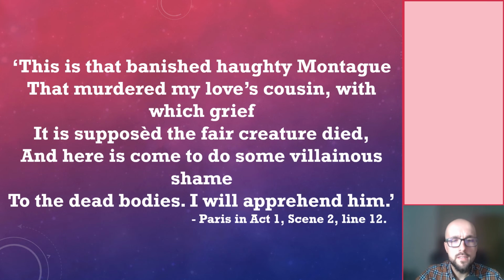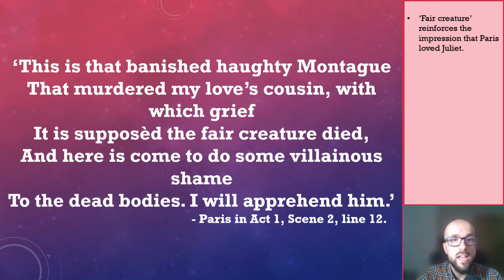And last of all, let's consider another handful of lines Paris says in the play's final scene. Upon noticing that Romeo is also creeping along in the Capulet tomb, Paris says, "That is that banished haughty Montague that murdered my love's cousin, with which grief it is supposed the fair creature died, and here is come to do some villainous shame to the dead bodies. I will apprehend him." There are 2 quick things I would like to say about these lines.